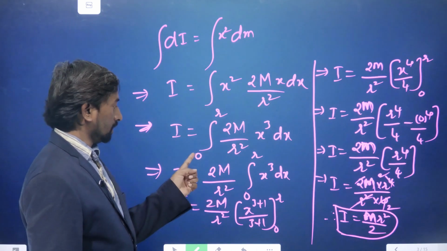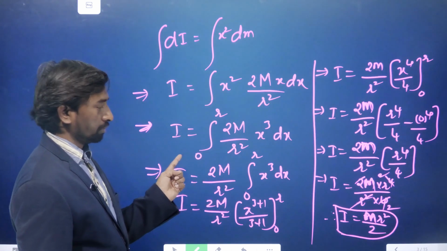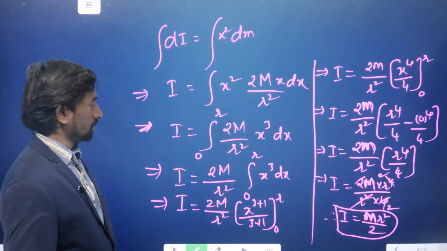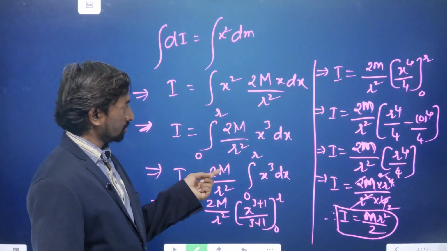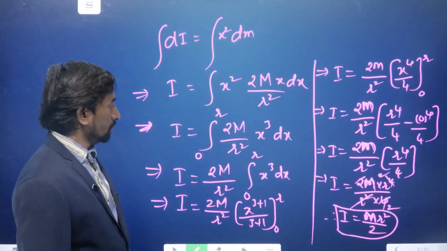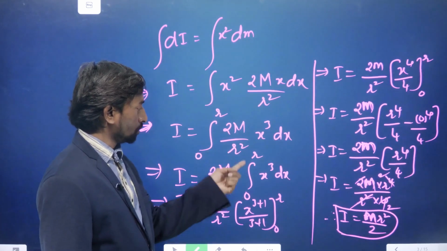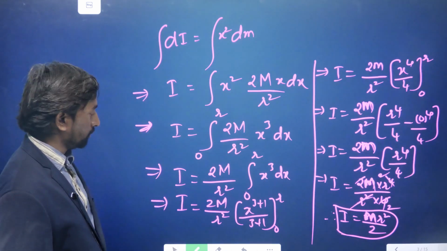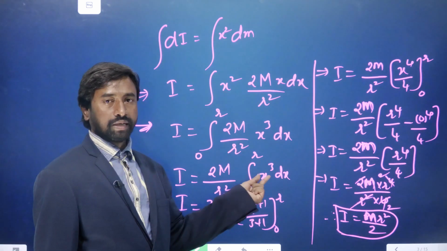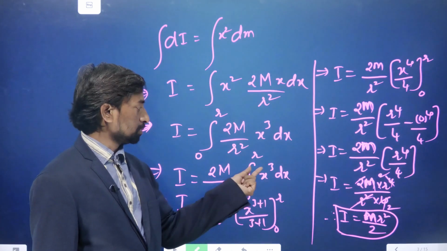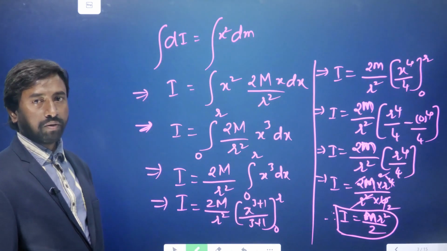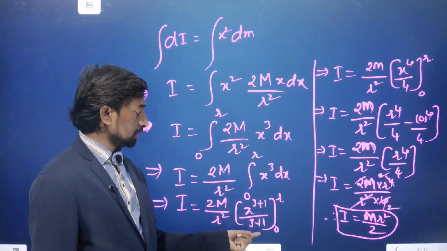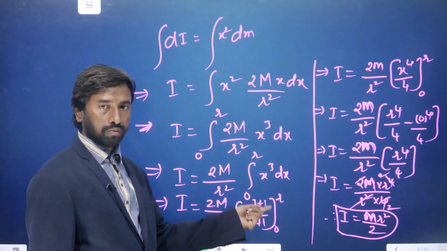So what remains? x varies from 0 to the radius of the circular plate, so 0 to r. Now 2M by r square, integral from 0 to r, of x square into x, which becomes x cube. We apply the formula: integral of x power n dx is x power n plus 1 divided by n plus 1. So we write x power 3 plus 1 divided by 3 plus 1, with limits 0 to r.